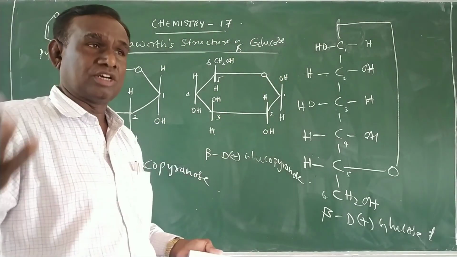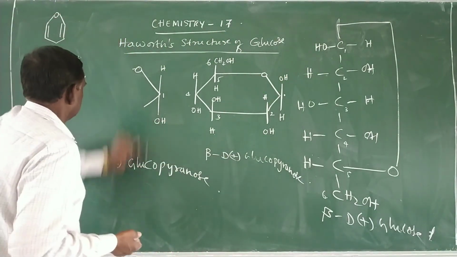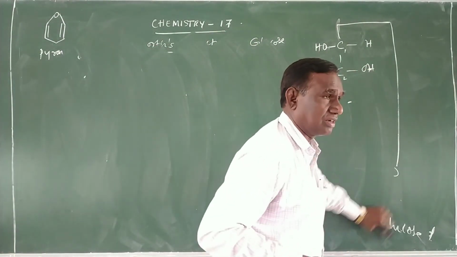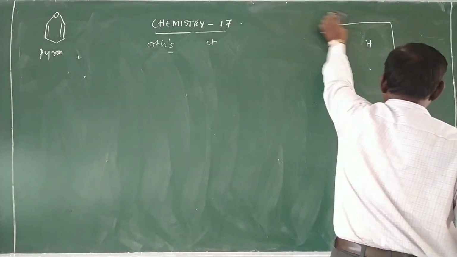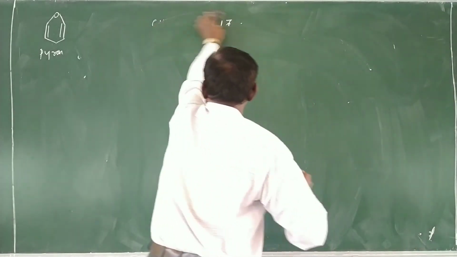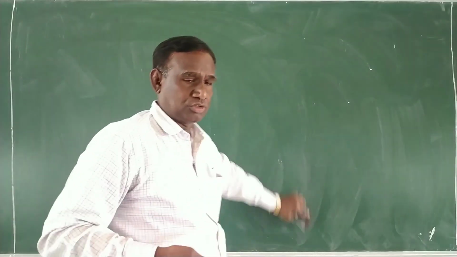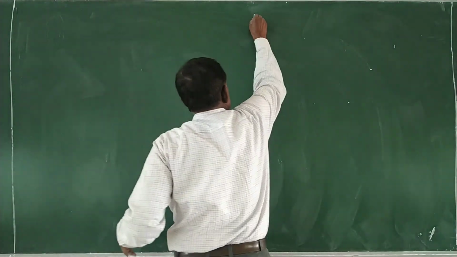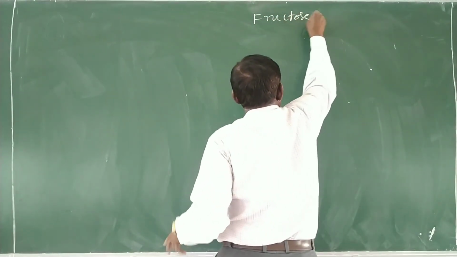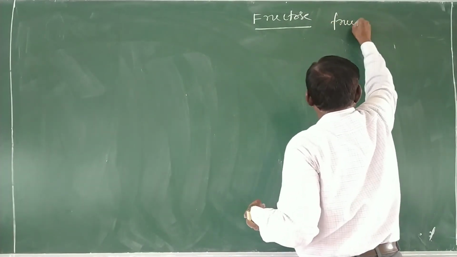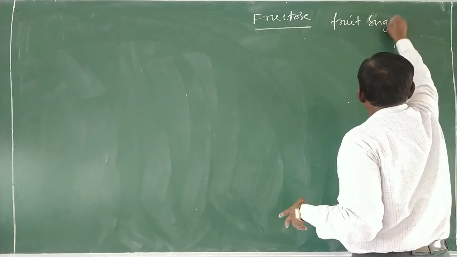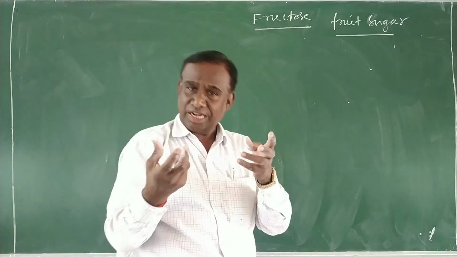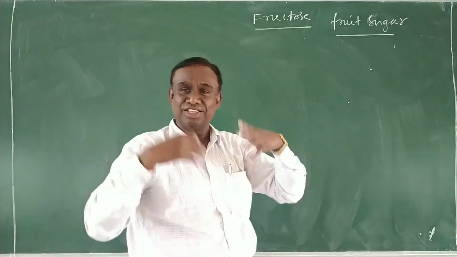Now we pass on to fructose. We know that fructose is a fruit sugar. Fructose is also called what? Fruit sugar. Why is it called the fruit sugar? F-R-U-I-T, fruit sugar. Because it is abundantly present in the ripened fruits. You see, it is abundantly present in what? Ripened fruits. Therefore, this fructose is called the fruit sugar.